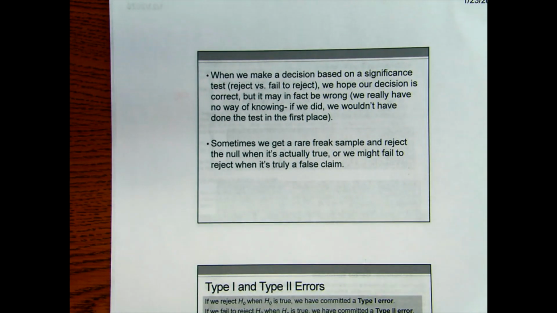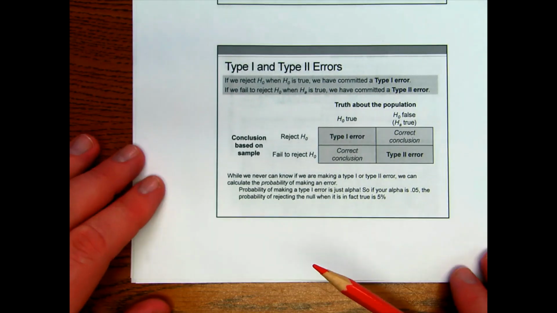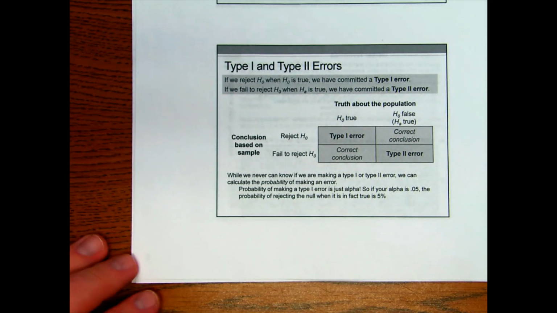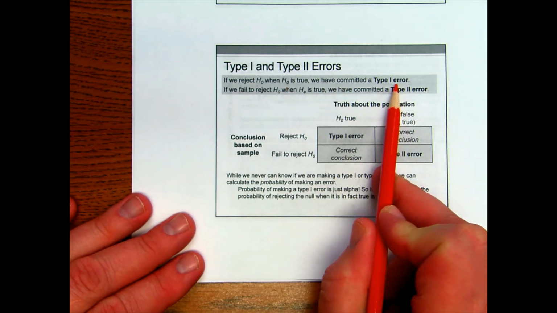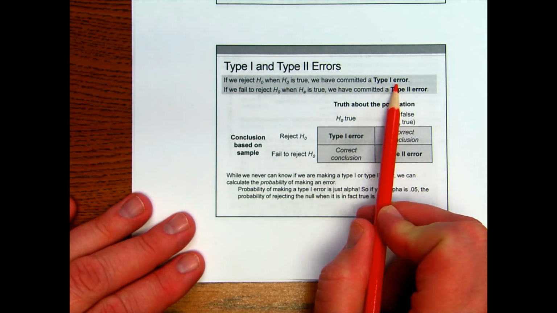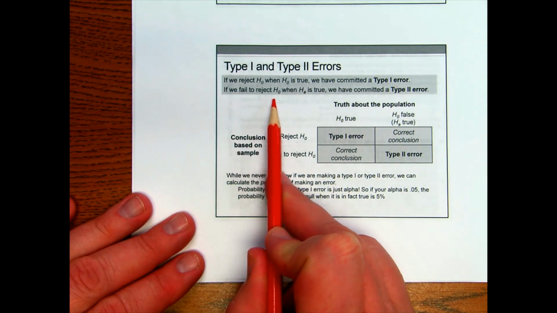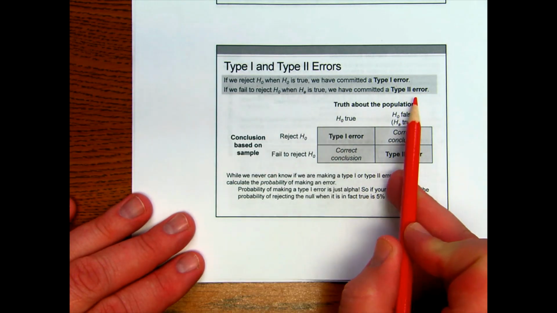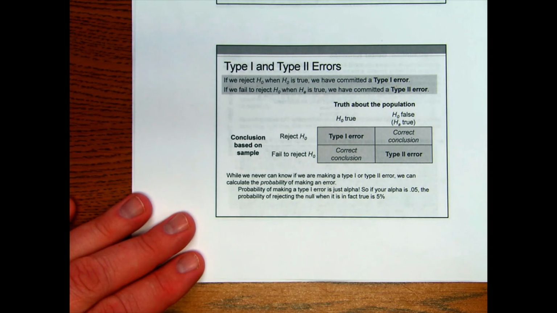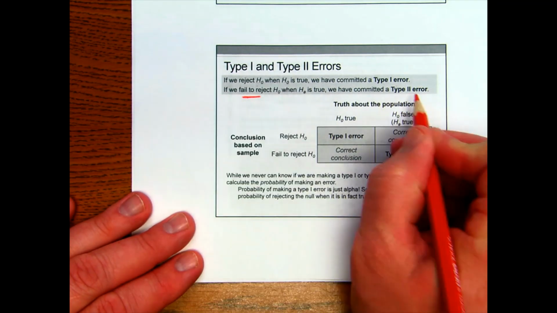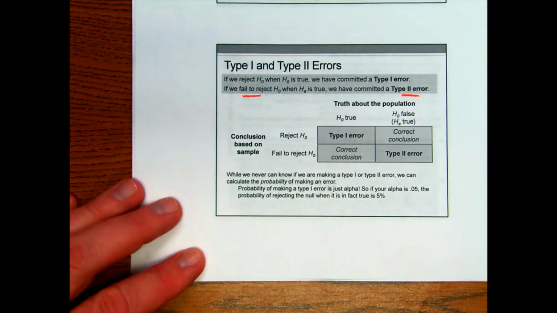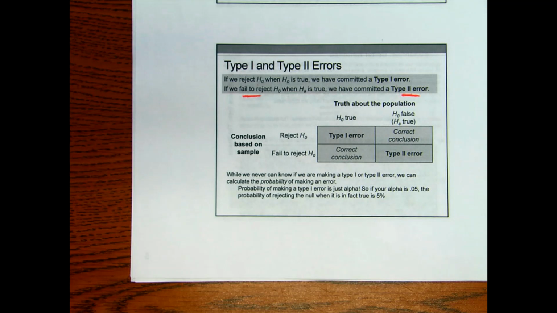So what we're going to do is classify what can go wrong here. If we reject the HO when the HO is true, it means we commit a type 1 error. If we fail to reject the HO when the HA is true, we commit a type 2 error. And one quick memory trick: fail to reject is a type 2 error. So that can help us organize this information.